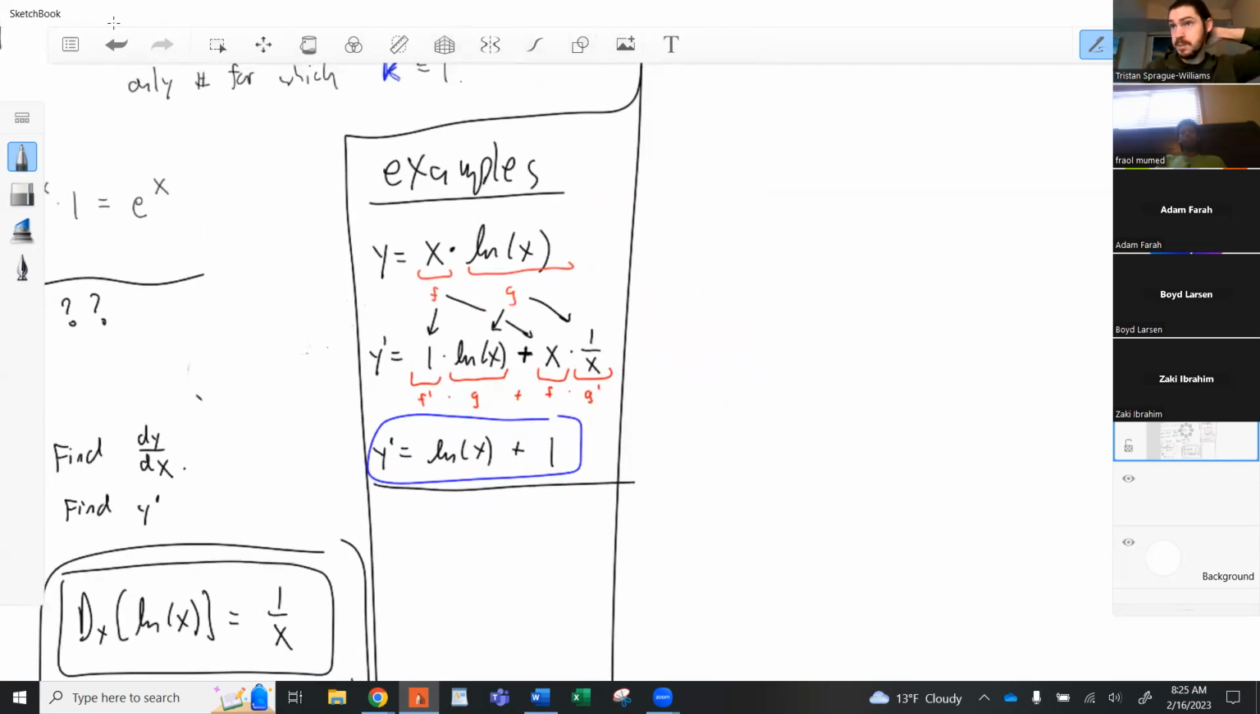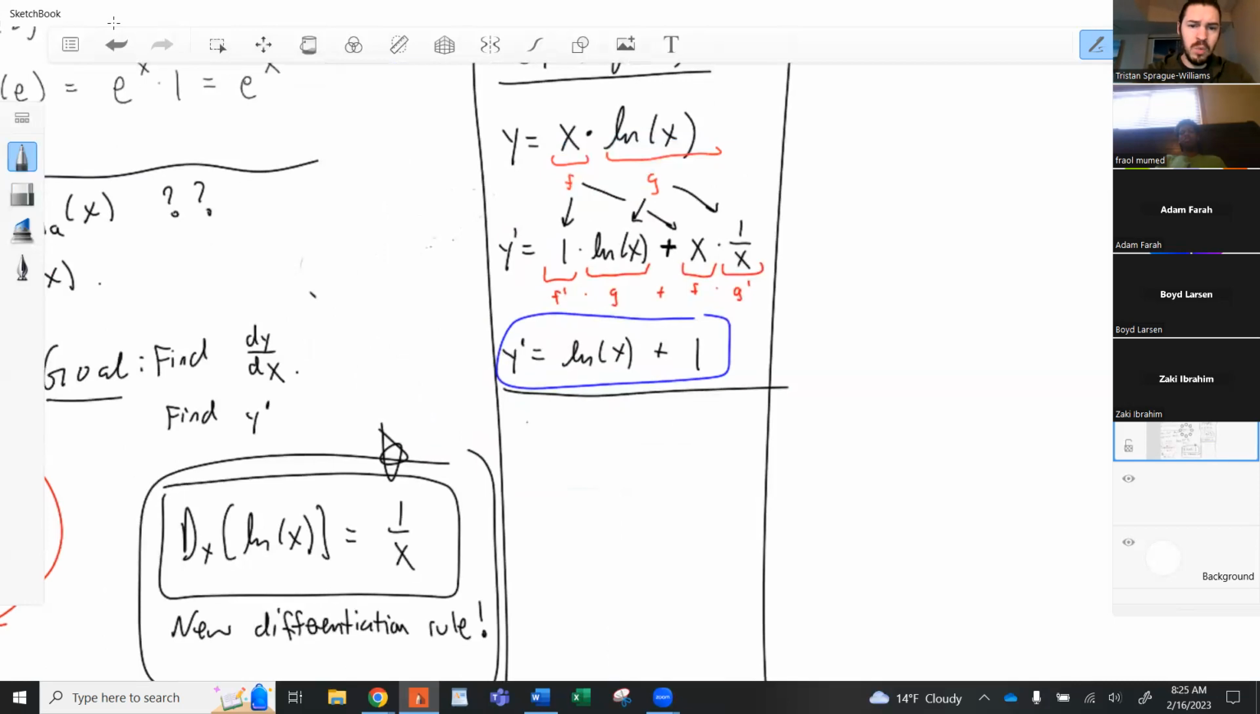Oh, wait, I have a question. Sure. So the derivative of the natural log of x is 1 over x? Correct. Oh, okay. Right there.